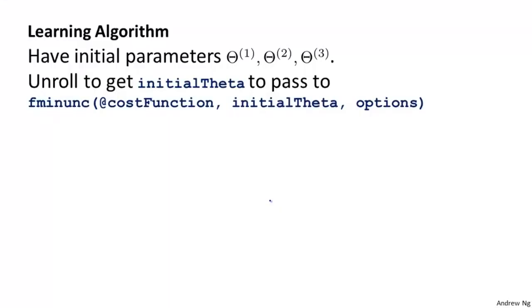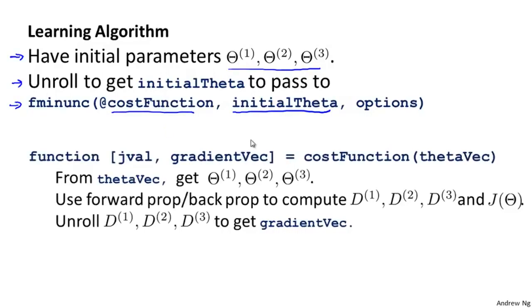To make this process really concrete, here's how we use the unrolling idea to implement our learning algorithm. Let's say that you have some initial value of the parameters theta1, theta2, theta3. What we're going to do is take these and unroll them into a long vector we're going to call initialTheta to pass into fminunc as this initial setting of the parameters theta. The other thing we need to do is implement the cost function. Here's my implementation of the cost function.